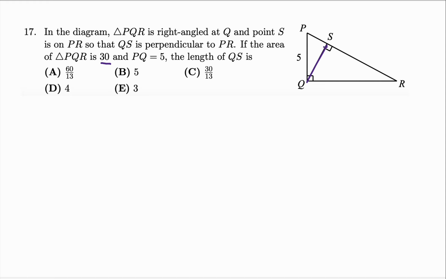So let's see, what do we need to do to find out the length here? Well, I'm looking at this kind of sideways and thinking of this as the height of the triangle. So do we know PR? If we know that, then we can easily find the height based on the area. But it seems like we don't.